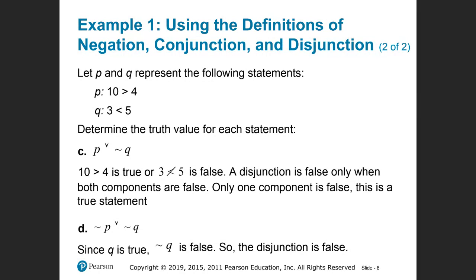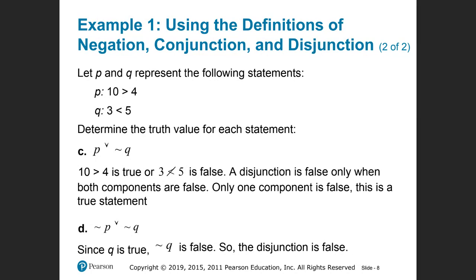Continuing with C, P or not Q. Okay, P, which is 10 is greater than 4, is true, and Q is also true, but not Q is false. A disjunction is false only when both components are false. So since P is true and not Q is false, only one component is false, and this is a true statement.